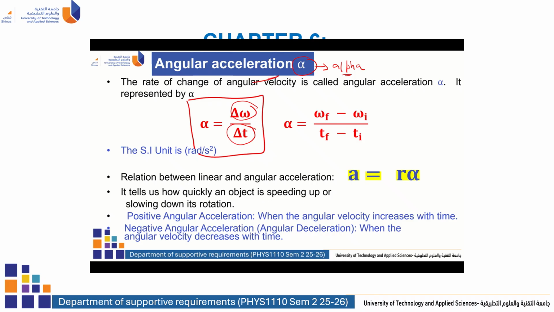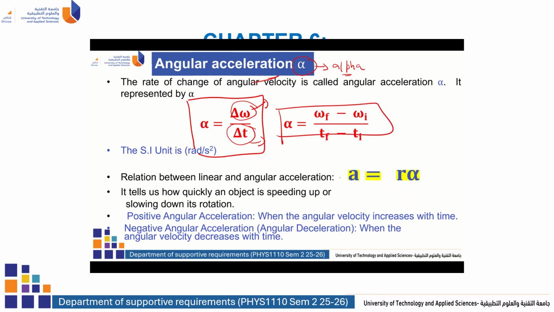And this is the change in the angular velocity. If I open this, it will be omega final minus omega initial, and if I open the time, this will be tf minus ti. So this is the open form of the rule, otherwise they are the same.